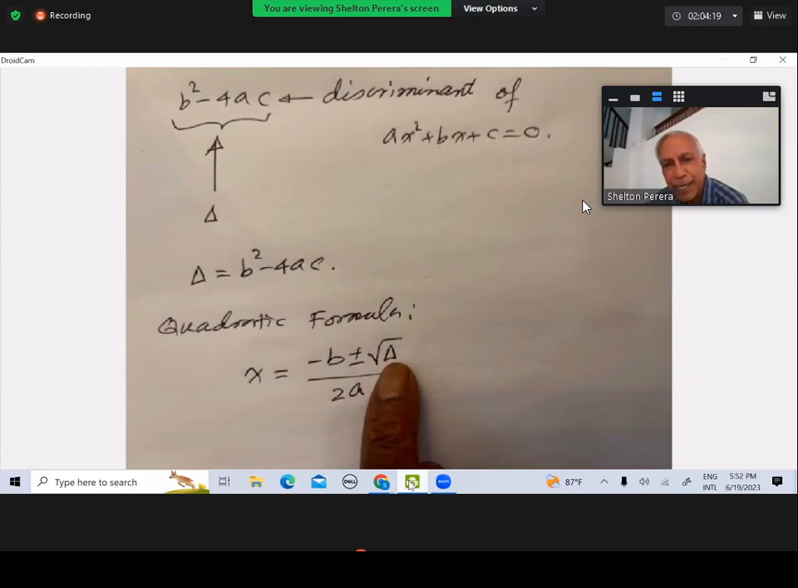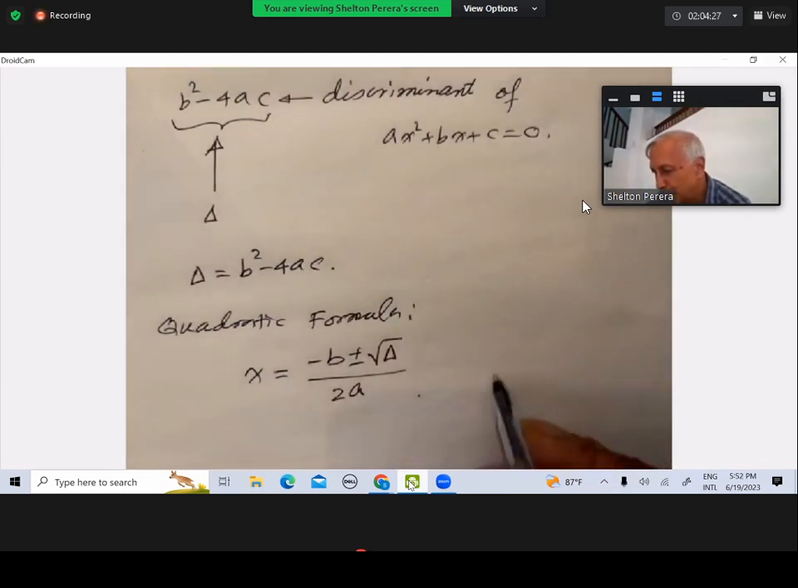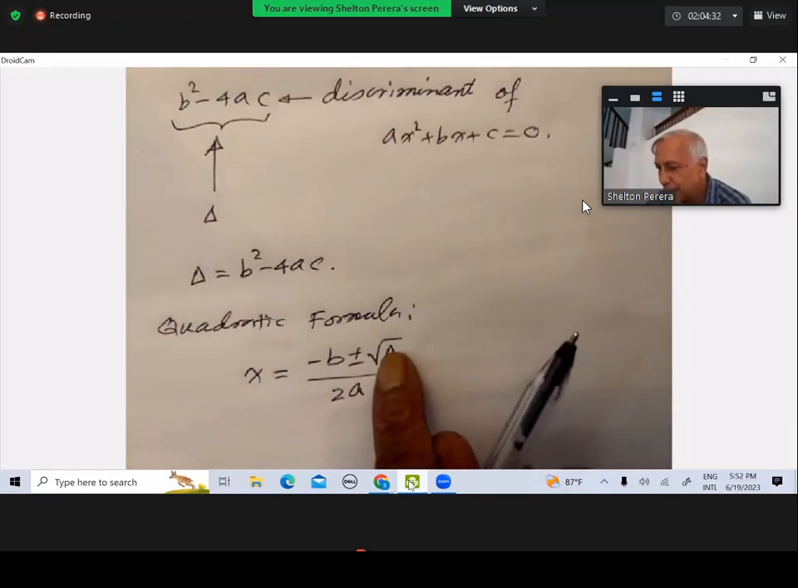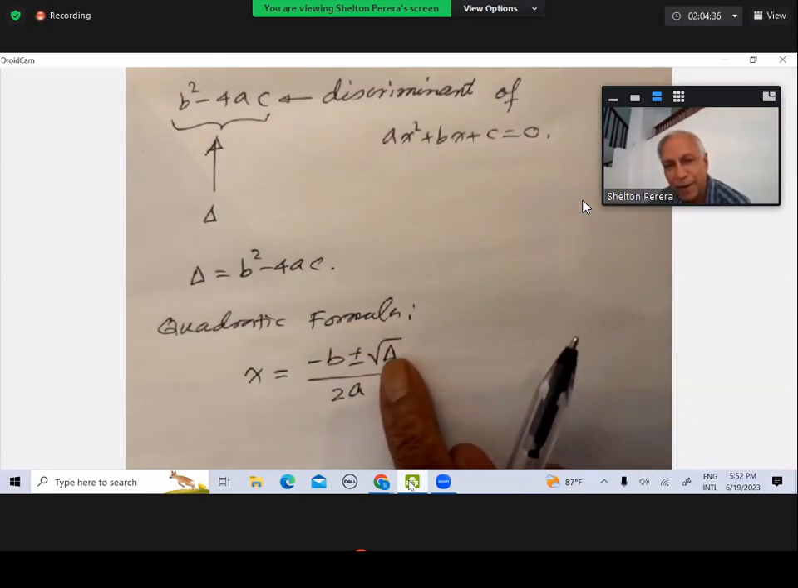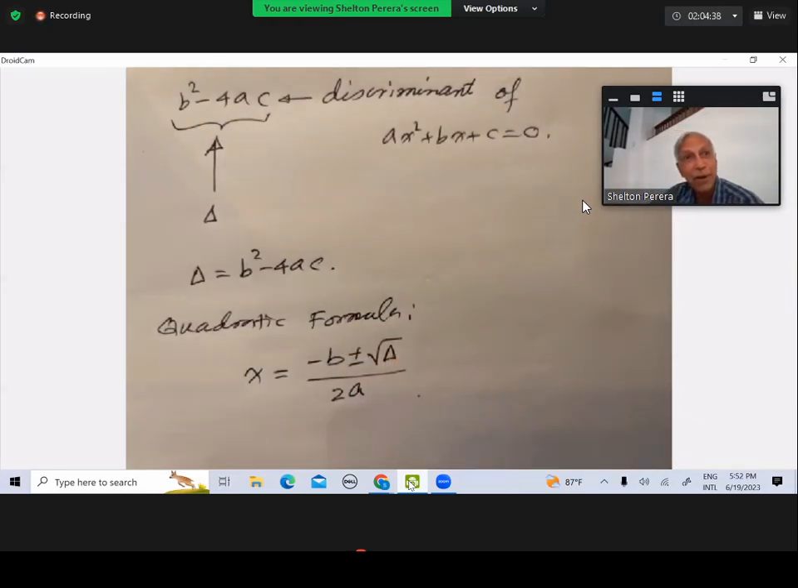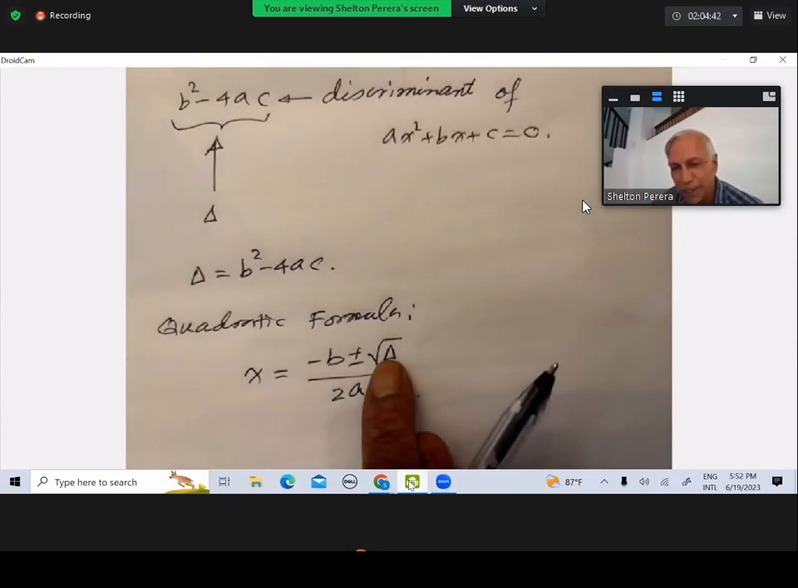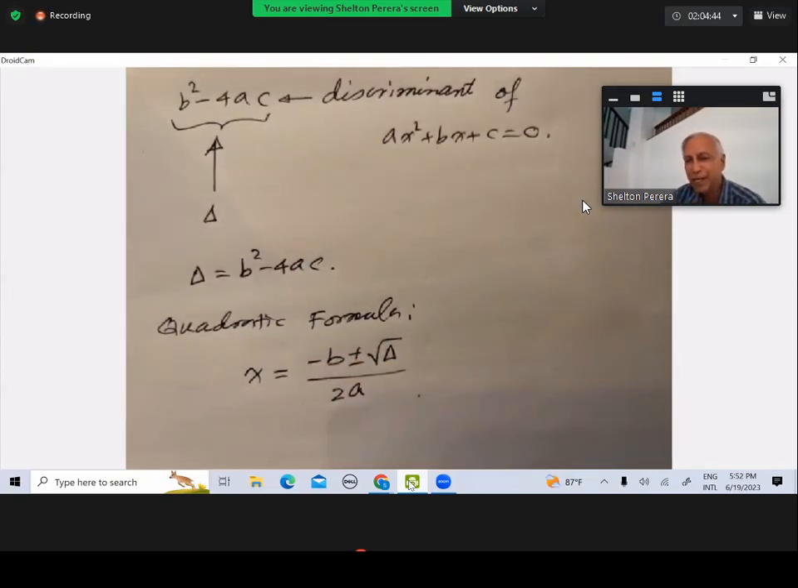If delta is negative, no real solutions. The square root of a negative number is not real. If delta is 0, only one solution. 2 becomes 1 if delta equals 0. Coincident roots. If delta is positive, delta greater than 0, you have two real distinct roots.